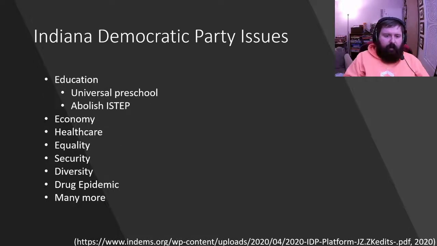For the Democratic Party issues, of course, education. Some specific things that they were focusing on, though, would be universal preschool and to abolish the I-STEP, which is a test that the state of Indiana has people take. And then finally, economy, healthcare, equality, security, diversity, the drug epidemic, and others.